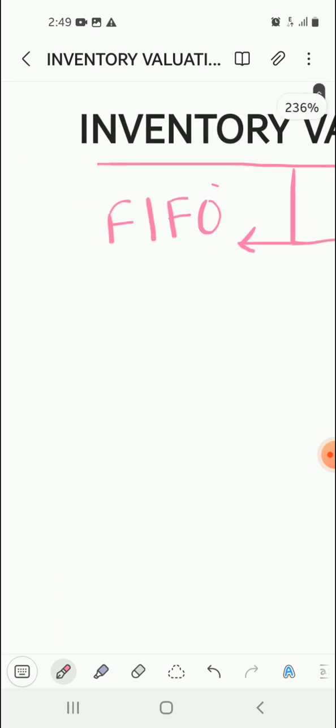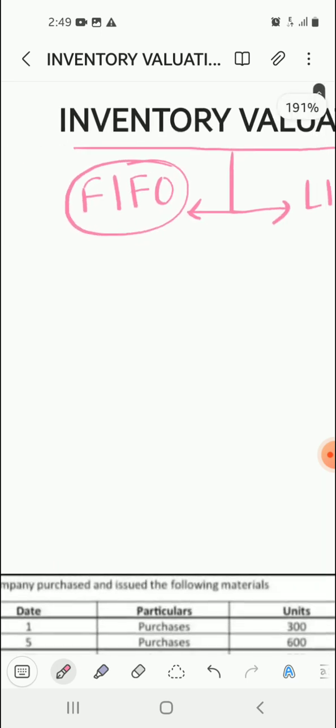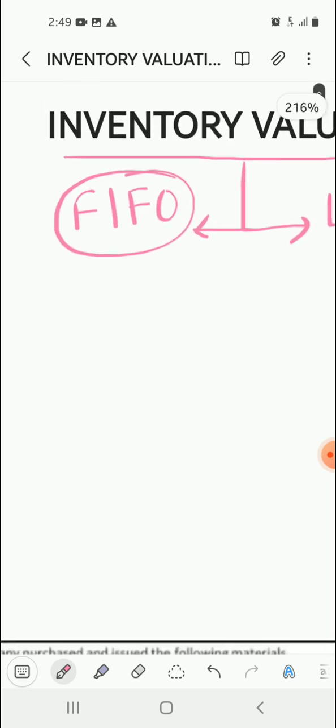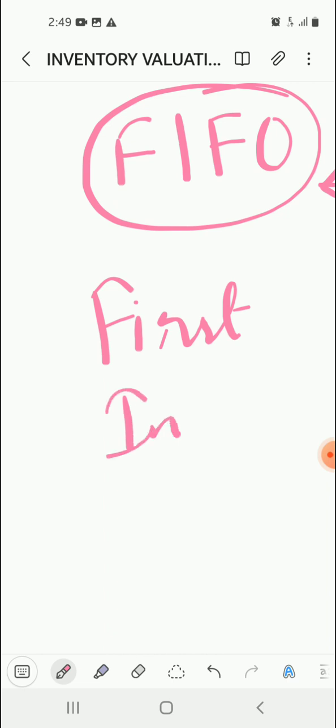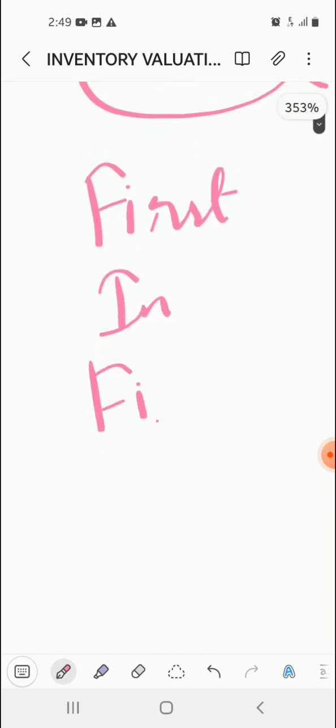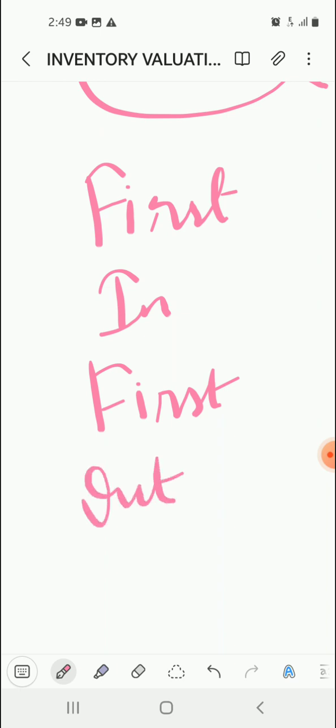So the first one is FIFO. In this video, I'm going to show you how you can value your inventory when you're following the FIFO method. FIFO, as I already told you in my previous video, is called first in, first out. Whenever we value inventory, we have to first follow that whatever stock we have previously should be taken out first, should be issued first, and then we will go for the next ones.